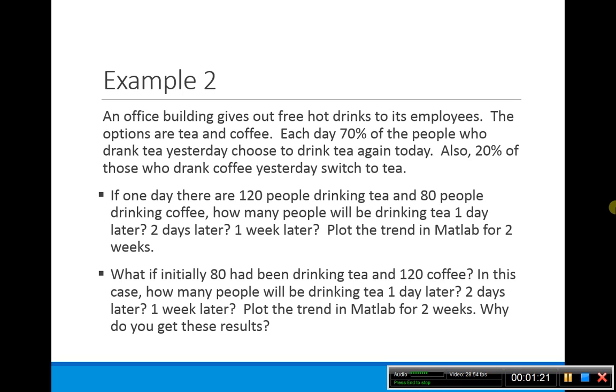And then a second question is, what if initially instead of the 120 people drinking tea and 80 people drinking coffee, we had it switch? So what if we initially had 80 people drinking tea and 120 people drinking coffee? In this case, how many people are going to be drinking tea 1 day later, 2 days, 1 week? And again, plot the trend. And then look at the trend and see why you get the results that you get.